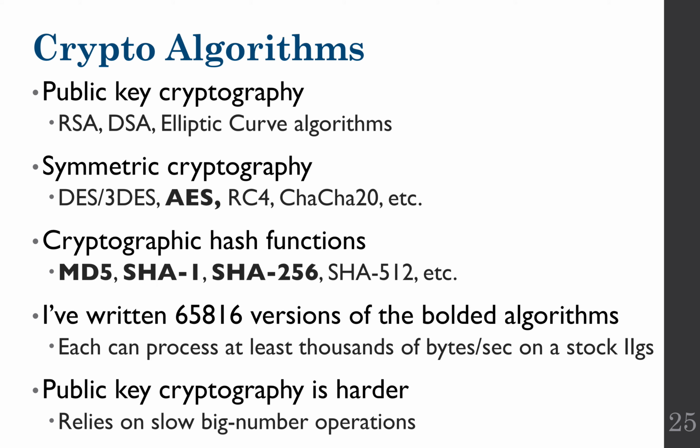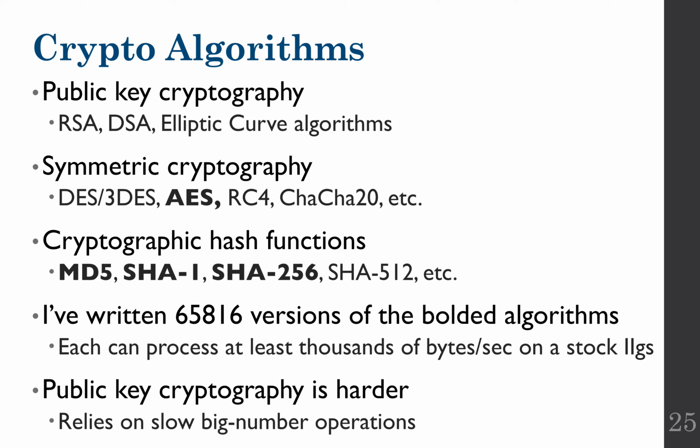And each of my implementations of these are pretty careful 65816 assembly code, and they can process at least several thousand bytes per second on a stock GS, which is a lot faster than any other implementation I'm aware of. And I think it gets into the point where you could actually handle this encryption on a GS, realistically. But that doesn't address the public key cryptography part of it, which you use for initially establishing a connection.